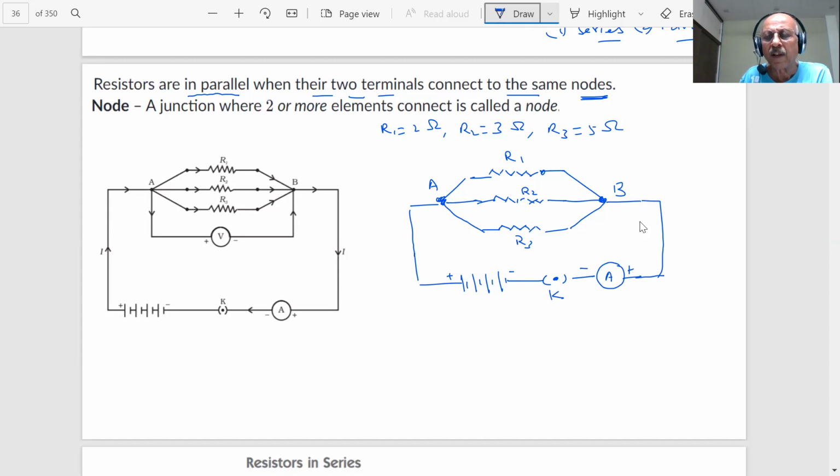Yes, sir. Now students, what is the direction of the current? Always from plus to the minus. This is my current, student, I. Current is flowing and current will reach here. But after reaching here, the current will get divided into three parts. Can you see that? Current will go here, current will go here, current will go here.